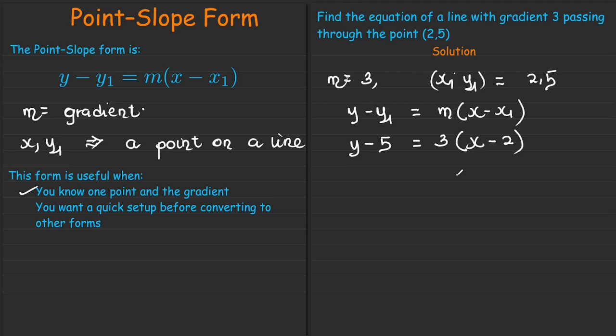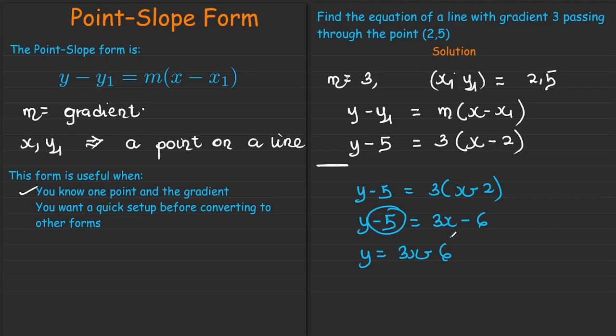This here is the equation of the line written as the point slope form. But if you want to go on further to write it as the slope intercept form, then that is you making your y the subject. So with y minus 5 being equal to 3 into bracket x minus 2, we first of all have to remove the bracket. So y minus 5 equals 3 times x, which is 3x, and then 3 times negative 2, which gives us negative 6.